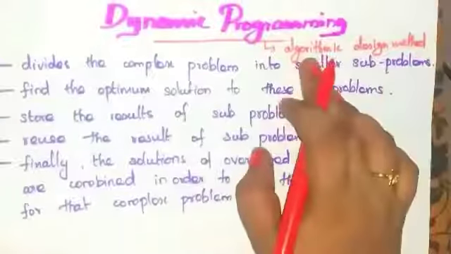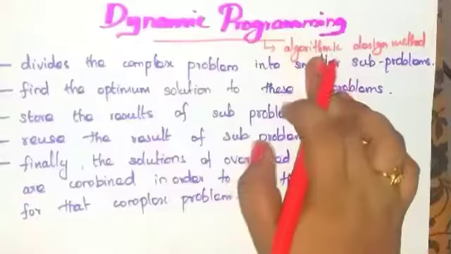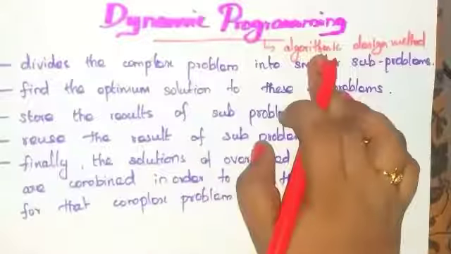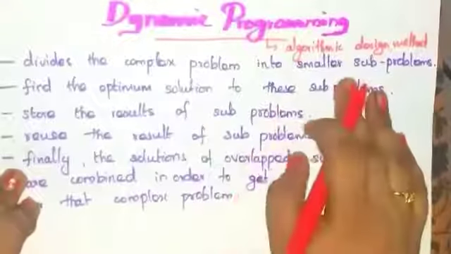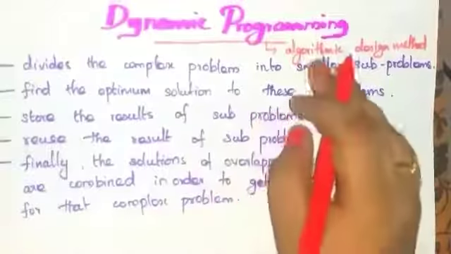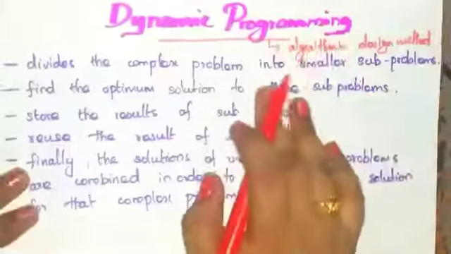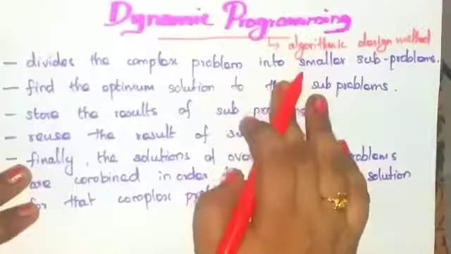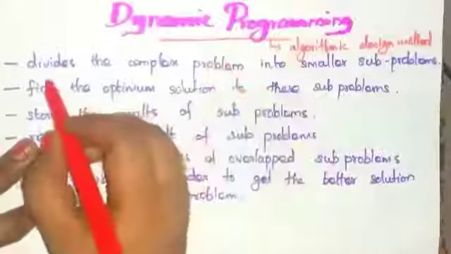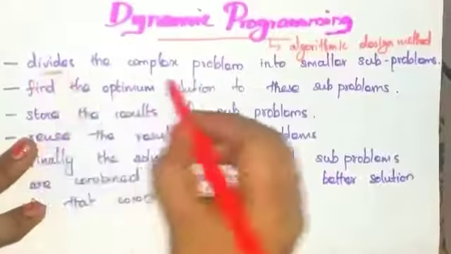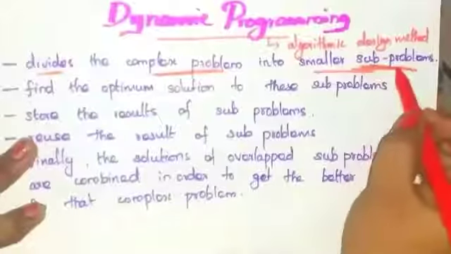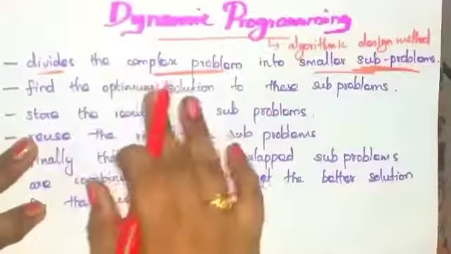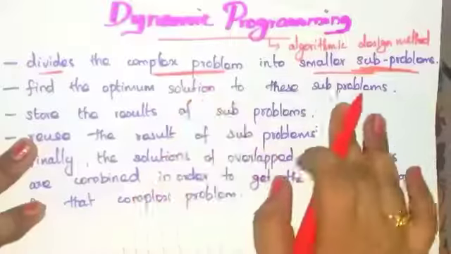This dynamic programming is similar to the divide and conquer algorithm, which means it breaks down the complex problem into smaller subproblems. So let us see the steps one by one. This dynamic programming divides the complex problem into smaller subproblems.